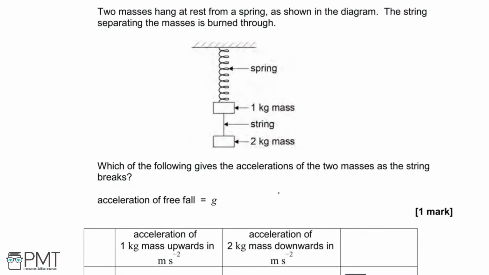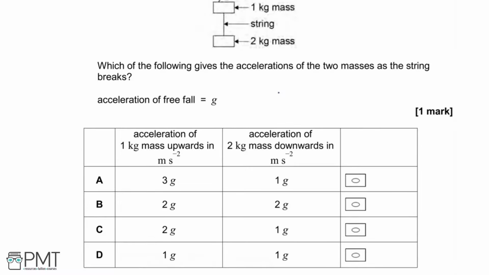Two masses hang at rest from a spring, as shown in the diagram. The string separating the masses is burned through. Which of the following gives the accelerations of the two masses as the string breaks? Acceleration of free fall is g. And then we've got 4 possible answers here, all involving different multiples of that value of g for acceleration of the 1 kilogram mass and acceleration of the 2 kilogram mass.